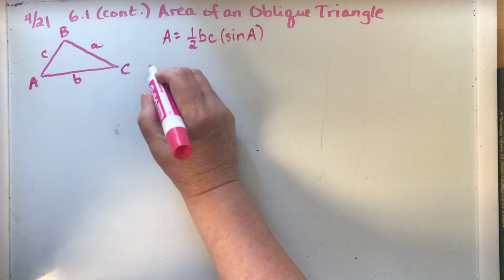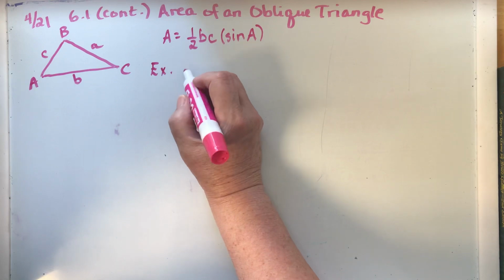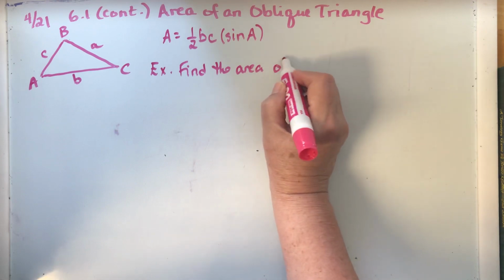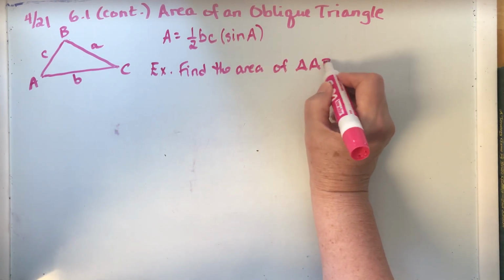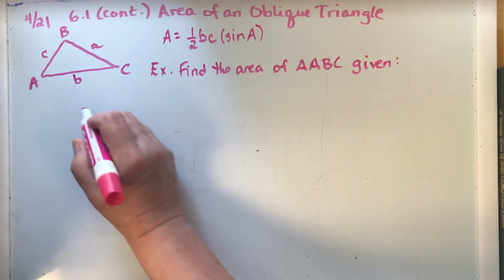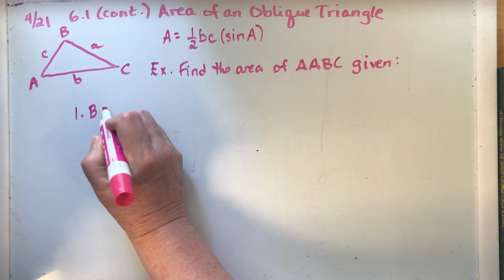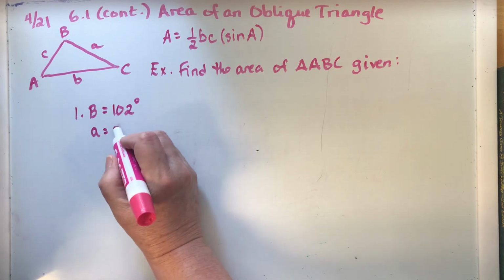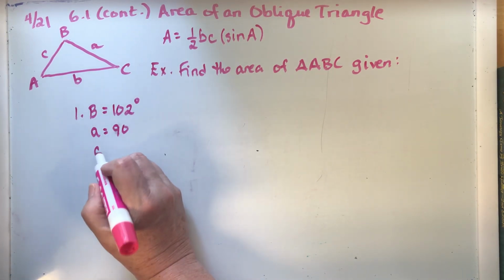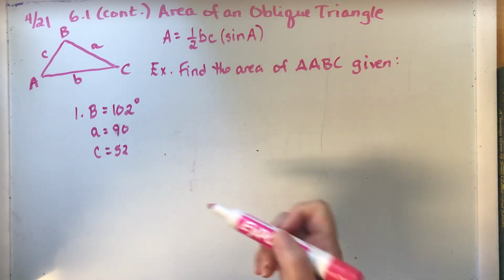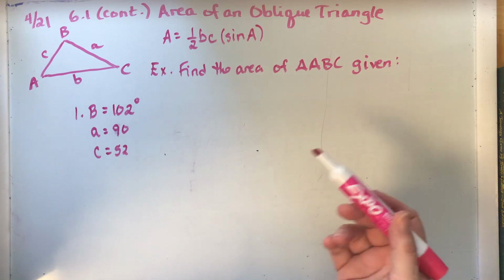All right, so let's go ahead and do a couple of examples. The notes are kind of short today. So we're going to find the area of triangle ABC given a couple of different pieces of information. So number one, suppose we're given that angle B is 102 degrees, that side A is 90, and side C is 52. And so it's just 90 units, 52 units. Sometimes they may tell you meters or inches or miles or things like that. But if there's no unit of measurement, then it's just units.